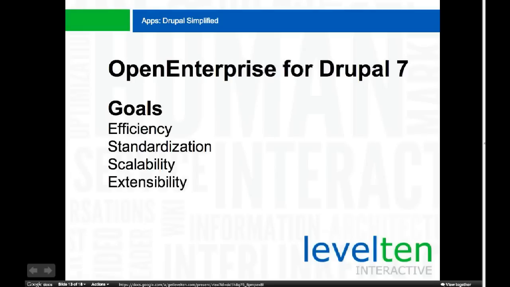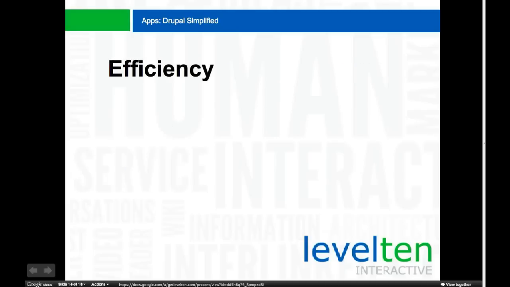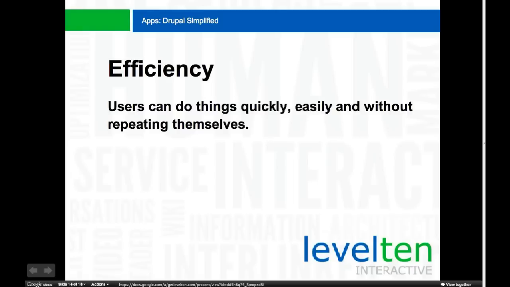And extensibility. One of the things we found also was extensibility of old systems was very difficult. So efficiency, what does this mean? It means we wanted it so users can do things quickly, easily, and without repeating themselves.